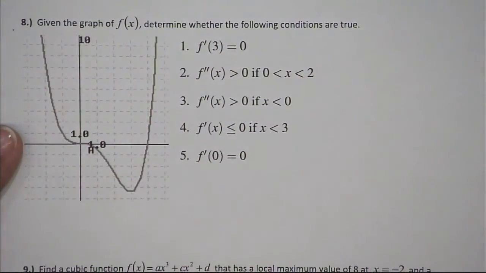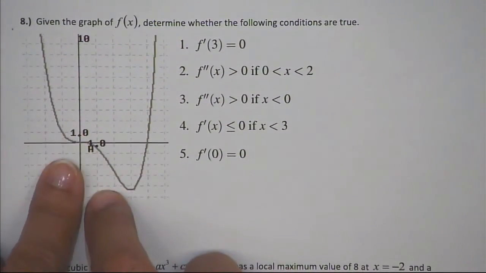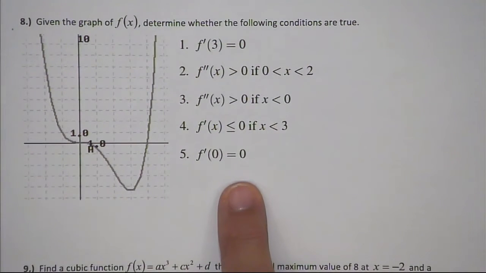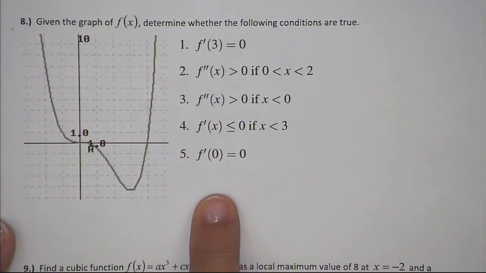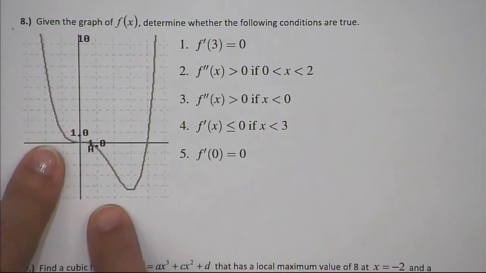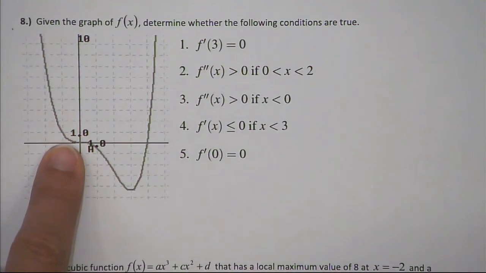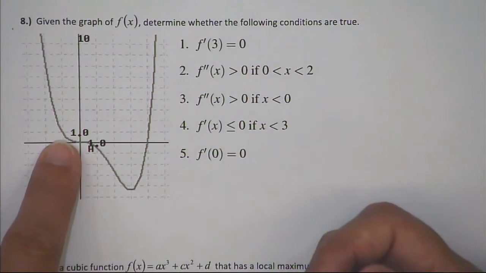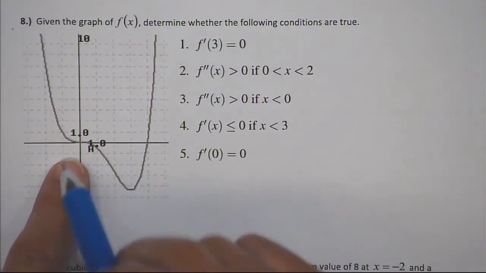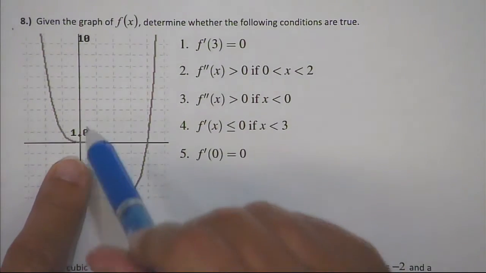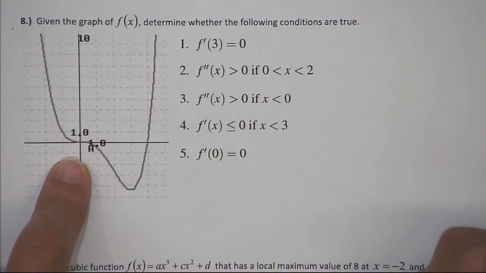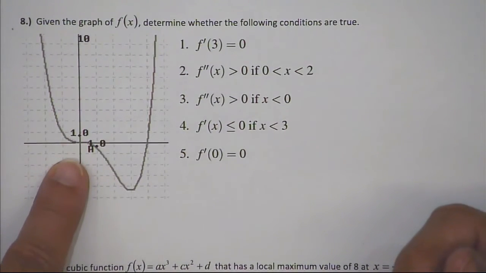All right, so here's a function. This is the function. We're going to answer true or false based on what we're seeing. So notice these questions are asking you about the derivative or second derivative. So if you have a function, the first derivative's about increasing and decreasing. So where this thing is increasing and decreasing is going to give you answers about the first derivative. Where this thing is concave up and concave down is going to answer questions about the second derivative. Okay, so that's what you've got to think about with these.